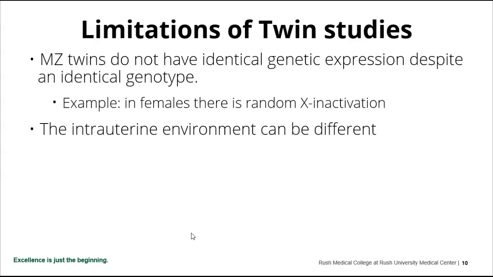And what I'm telling you today might be different than what I tell people next year. But one of the examples of genetic expression includes females with X inactivation. Females are really like a mosaic. And so identical females are not probably as identical as males. But anyway, whole different issue. And then the intrauterine environment may be a little bit different. For instance, one baby may have a better blood supply than another and might result in other issues.